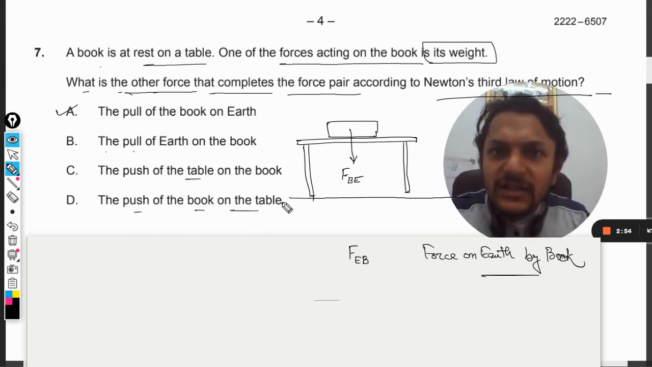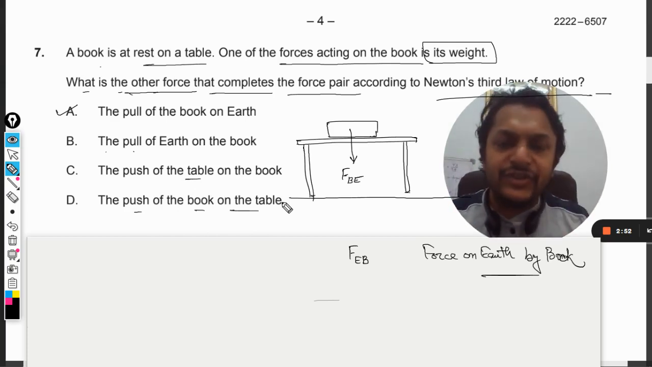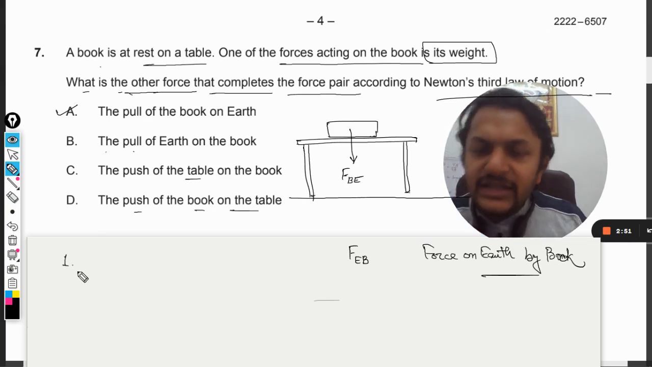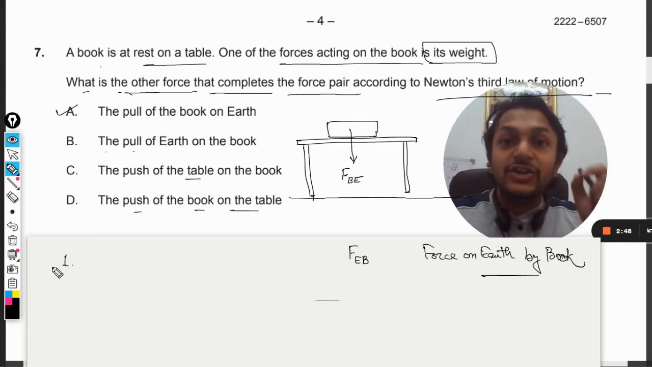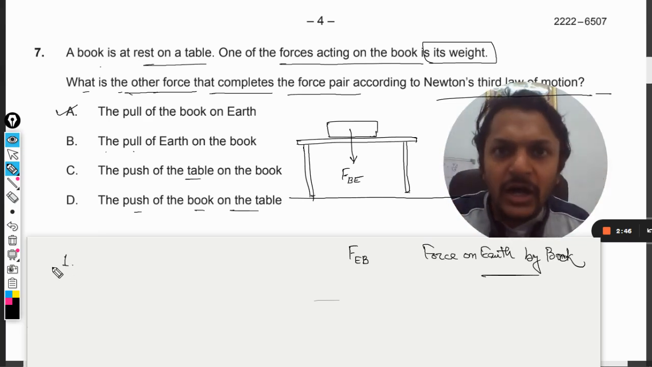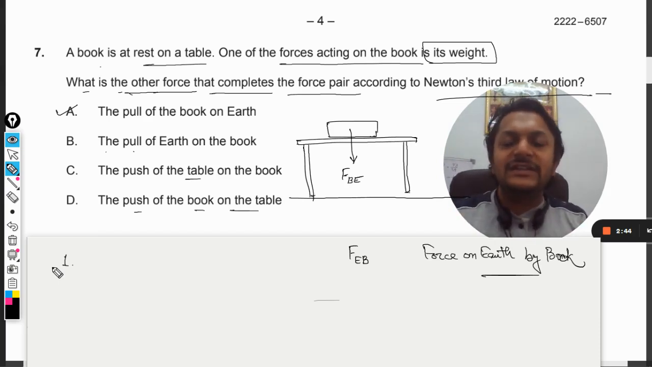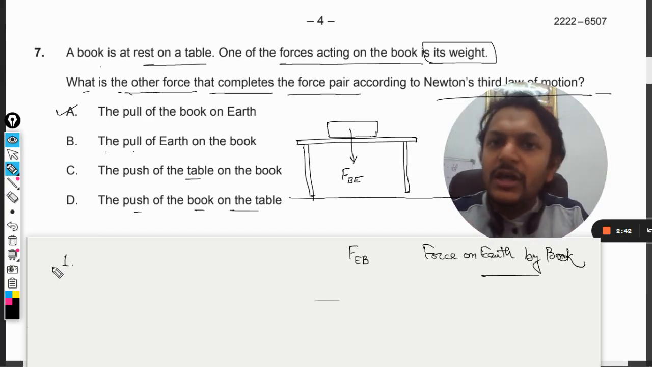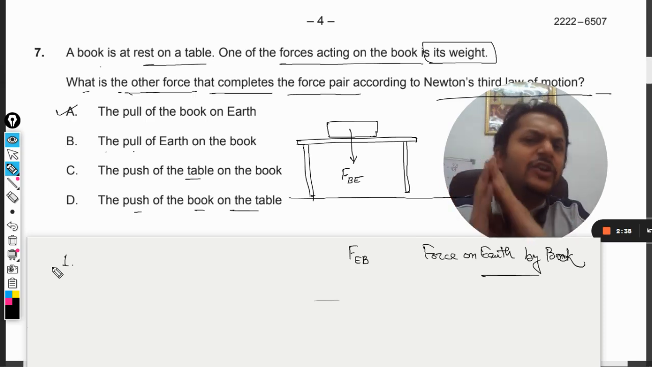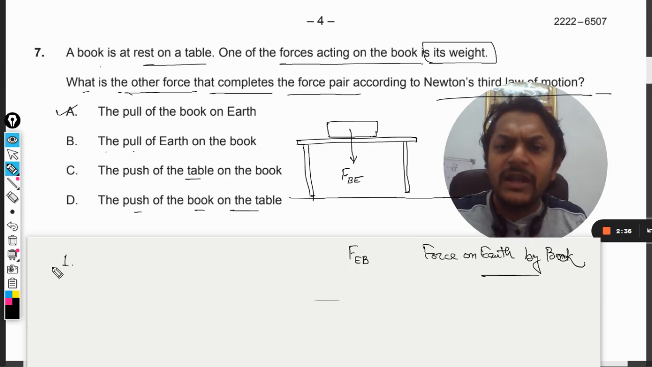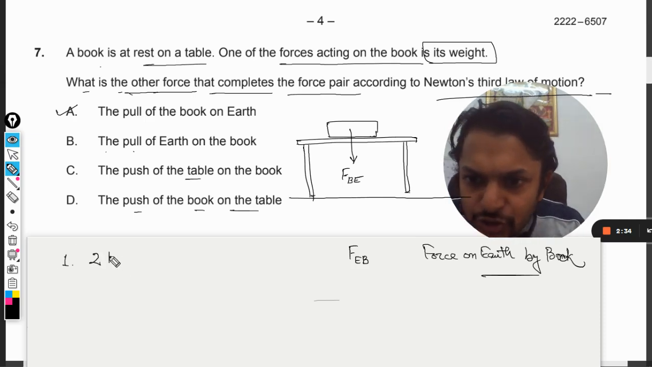Now, there is another principle that I would like to tell you in the action reaction pair. Number one, the action and reaction pair is a two body phenomenon. Two body phenomenon means if we are considering earth and the book, so table is definitely out of the picture because that becomes the third body. So we are not concerned with the table at all. So it is a two body system.